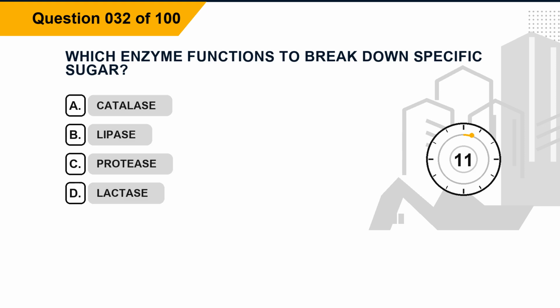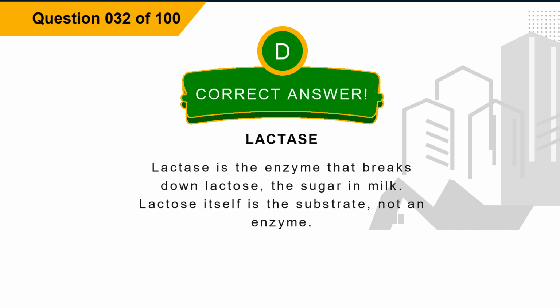Question 32. Which enzyme functions to break down specific sugar? Option A. Catalase. Option B. Lipase. Option C. Protease. Option D. Lactase. The correct answer is option D. Lactase. Explanation. Lactase is the enzyme that breaks down lactose, the sugar in milk. Lactose itself is the substrate, not an enzyme.